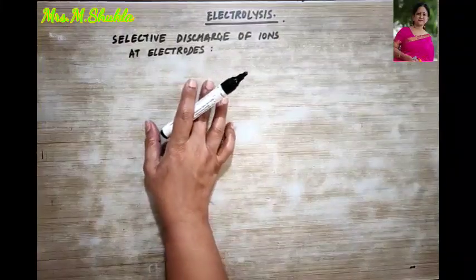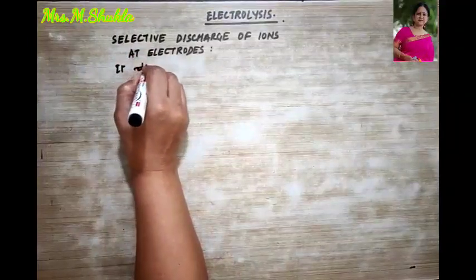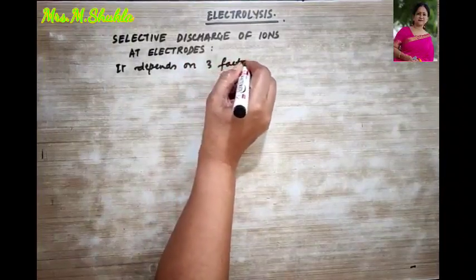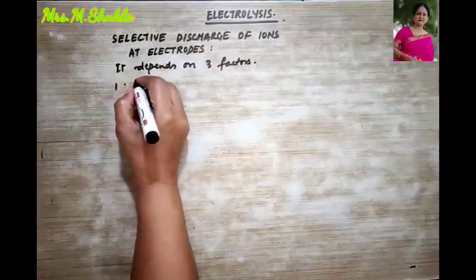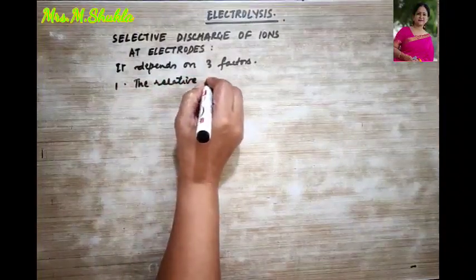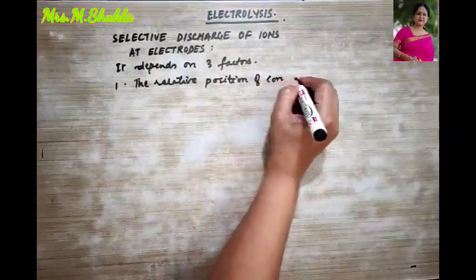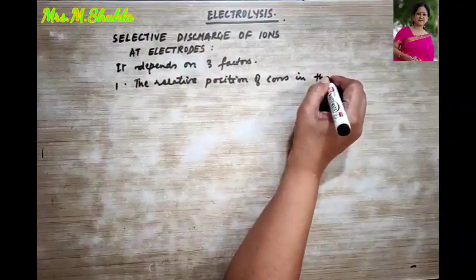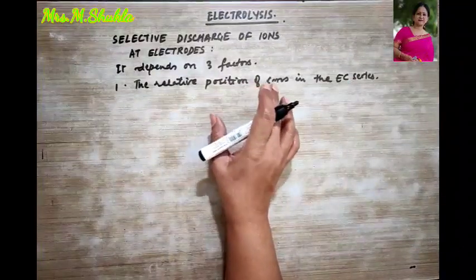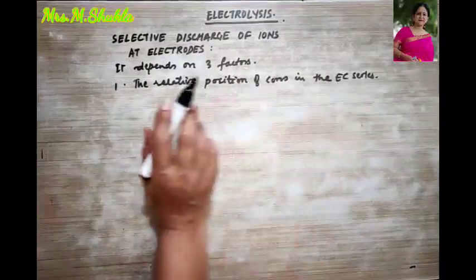Selective discharge of ions depends upon three factors. What are those three factors? Number one, the relative position of the ion in the EC series, meaning the position of each of the two ions in the EC series.